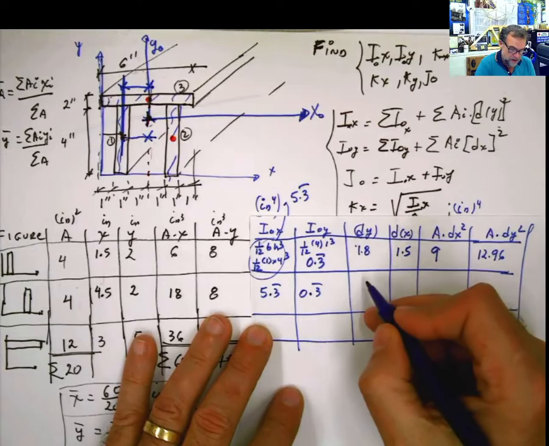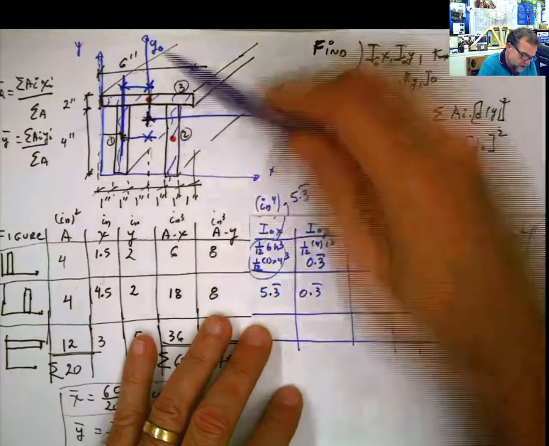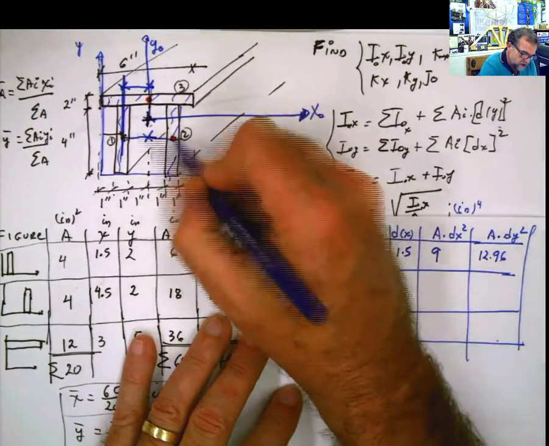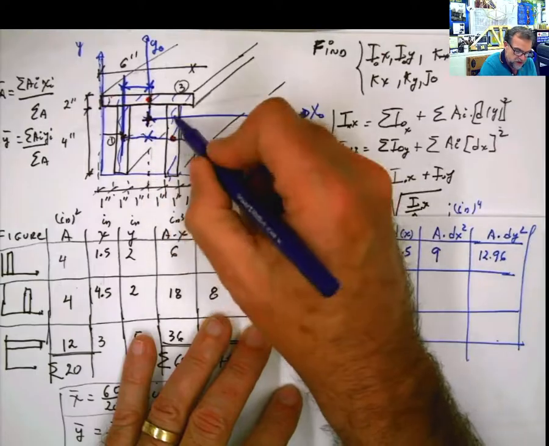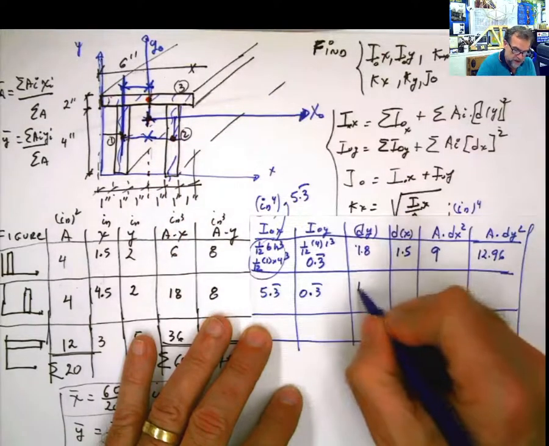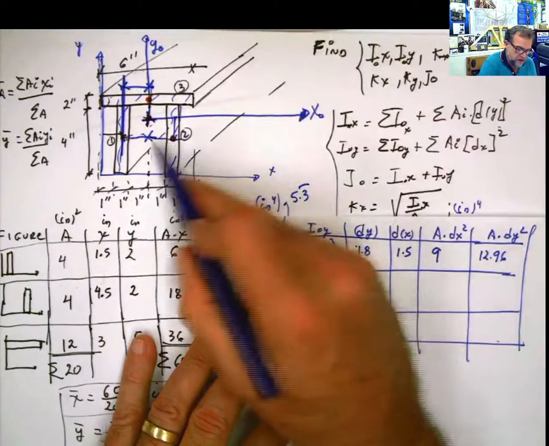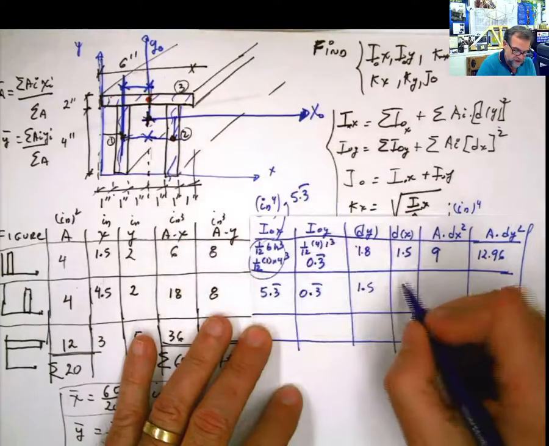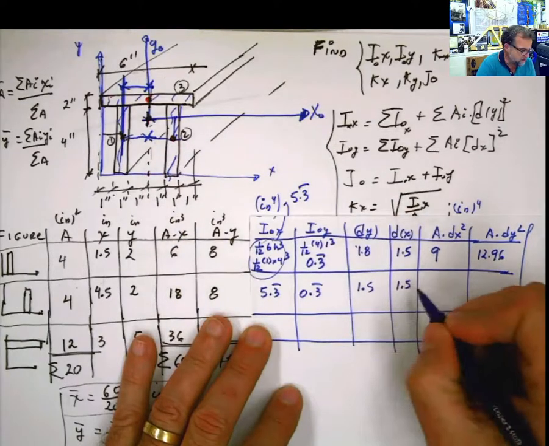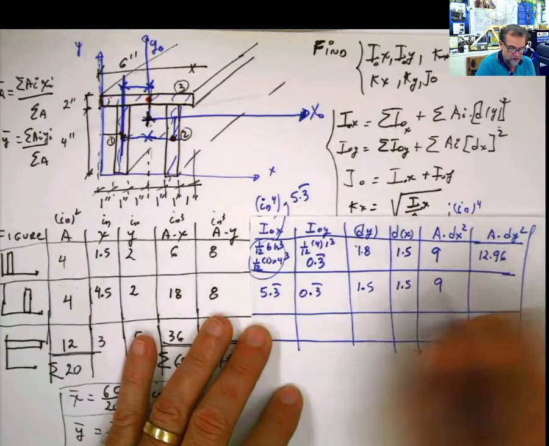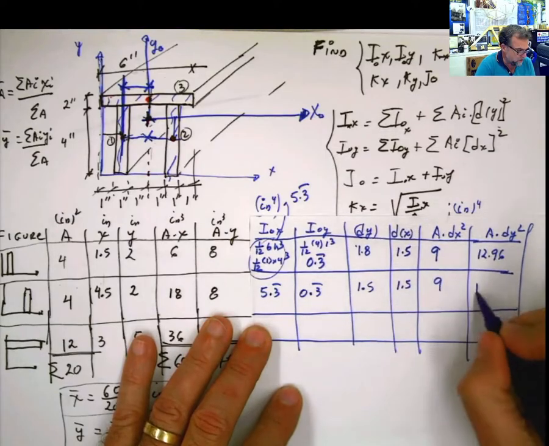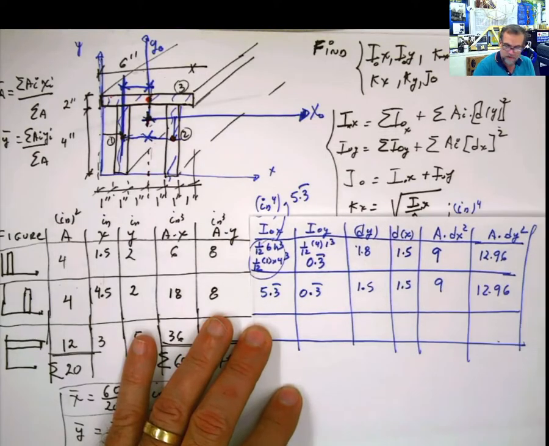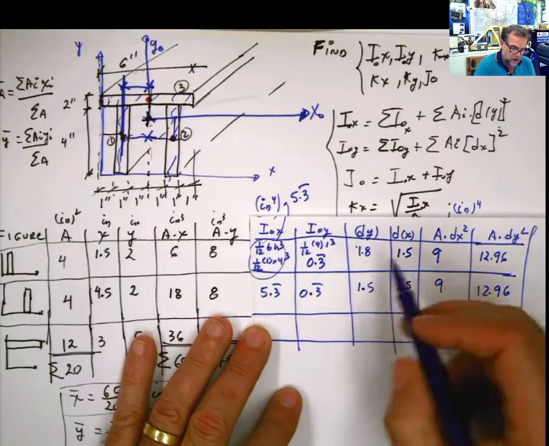Now distance in y. Well, as you can see, the center of this figure is at the same level as the center of this figure, so the distance from here to here has to be 1.8, and if you measure in this direction, it's going to be 1.5, same as the other one, and this is going to be 9 because it comes from the same values, and this is going to be 12.96 because it comes from the same values again. Now, you want to check this out?